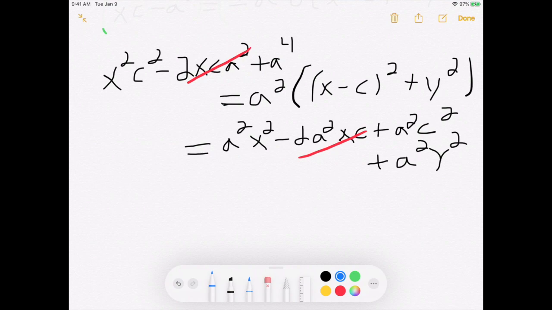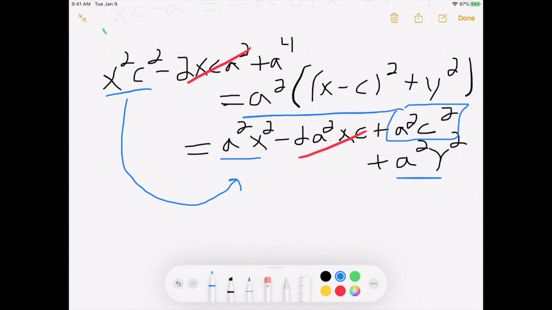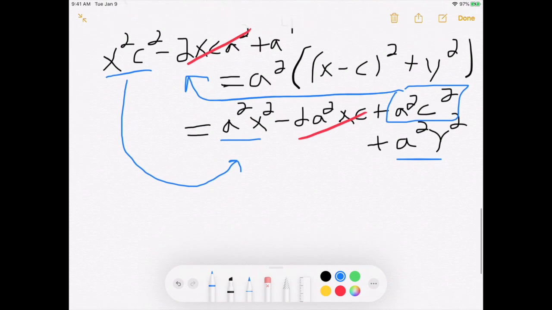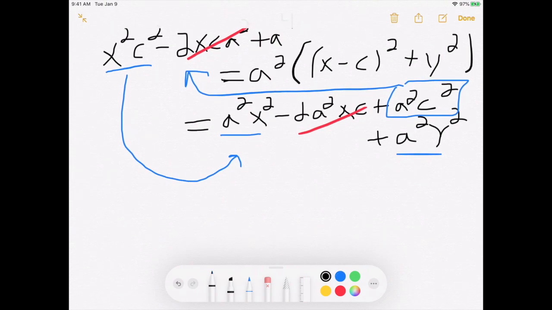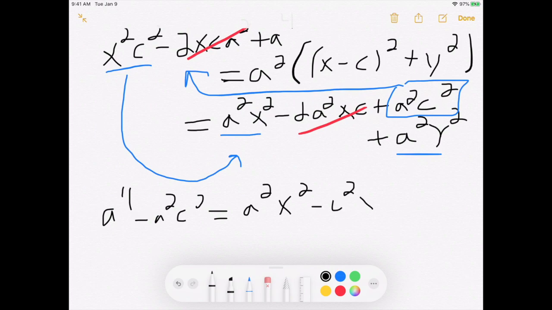What we want to do is move all the terms with x and y to one side. So we're going to leave those here. And we're going to bring this x squared over. But we want to move things that don't have x or y to the other side. And what that leaves us with is a to the 4th minus a squared c squared is equal to a squared x squared minus c squared x squared plus a squared y squared.